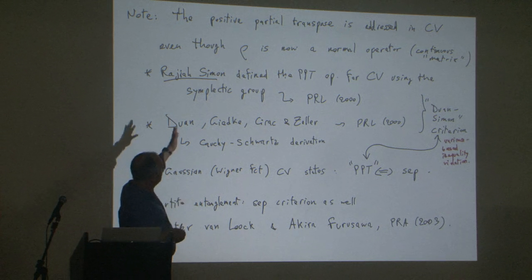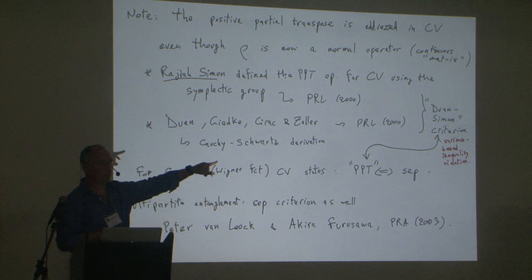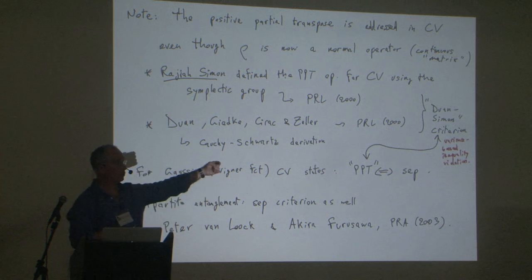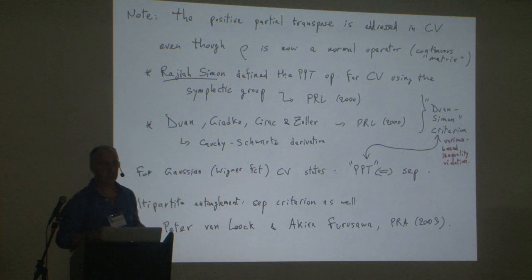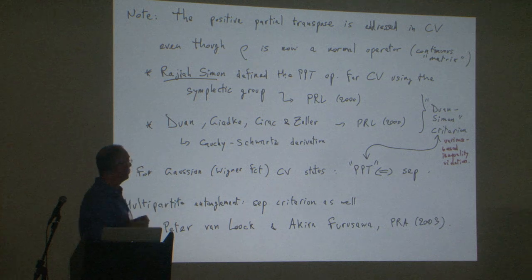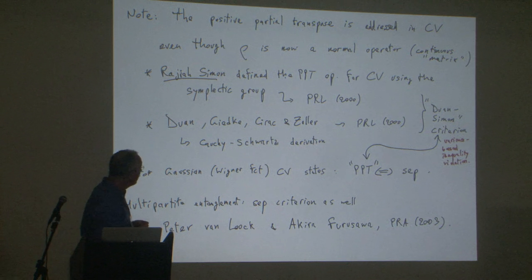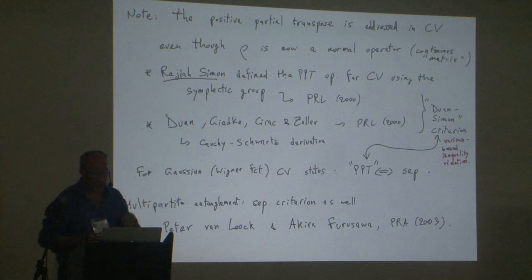For non-Gaussian states, separability implies PPT like before. Right? So the contraposition can be used, but then if you have PPT, you're not sure if it's separable or non-separable if it's non-Gaussian. And there have been studies of bound entanglement by Roman Schnabel and Jens Eisert, including experimental results as well. Okay, so I just wanted to put that on your radar.